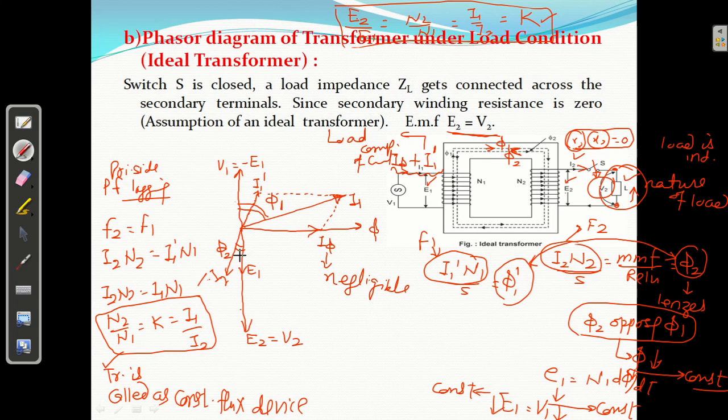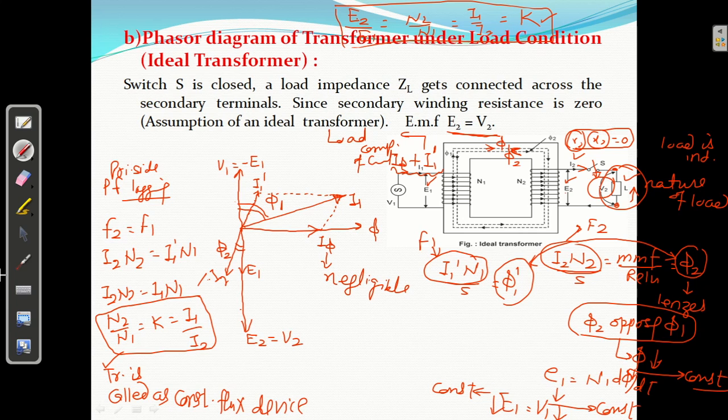So this is the vector diagram of ideal transformer at load condition. You got one condition that transformer flux is constant. It is called as constant flux device. F2 equal to F1 होता है, इससे आपको transformer ratio मिल गया, right? So this is the, you have to see it 2-3 times. You can get that concept. Okay? So these are the ideal transformer I had taken at no load and at full load.